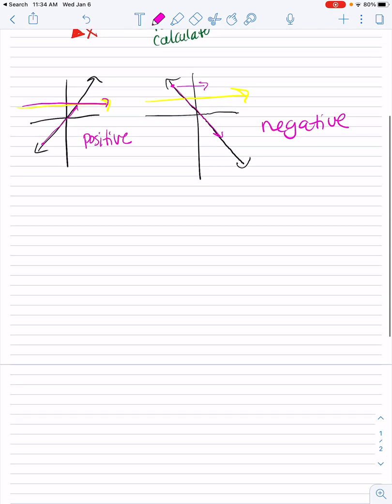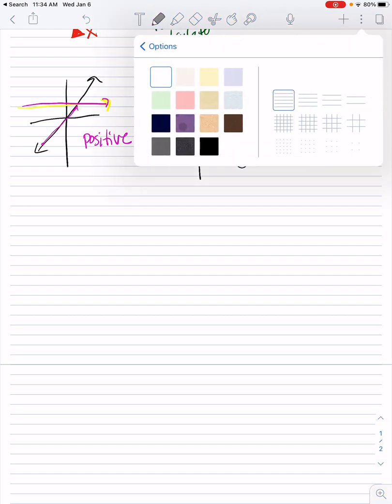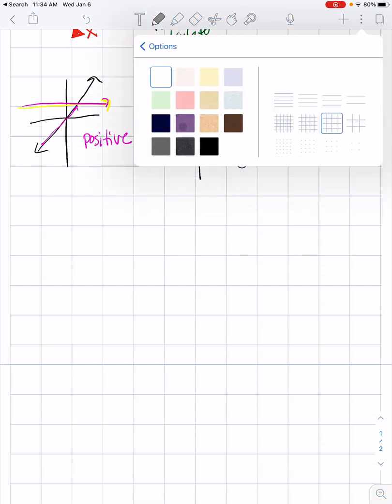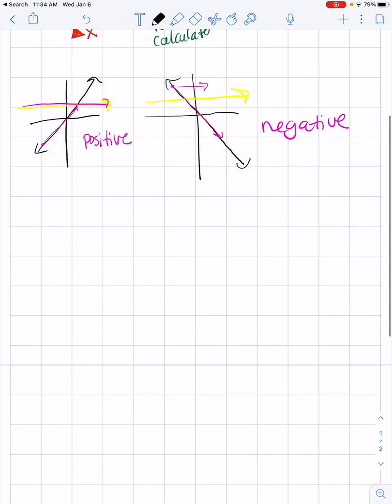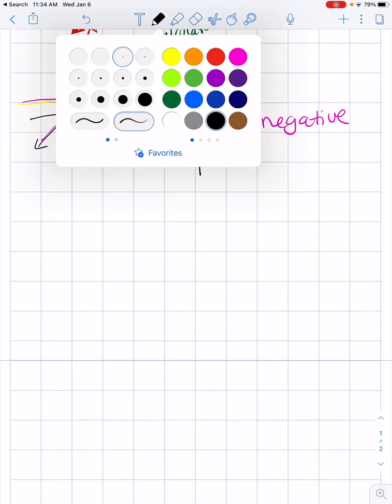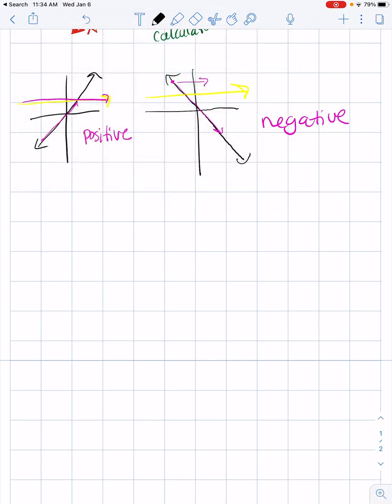All right, so moving on, the first thing that I want to show you is how to calculate slope when you're given a graph. So I'm going to draw a graph. I'm actually going to change my paper. There we go. I'm going to draw a graph, not very well, but whatever, right? Black. I'm going to draw a line.